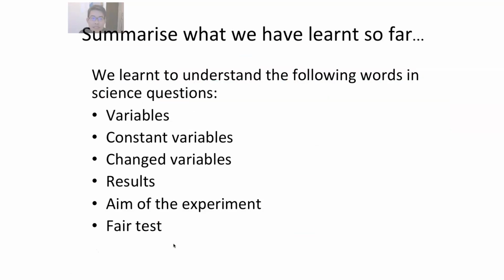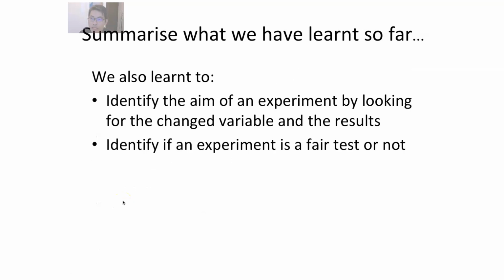So let's summarize this lesson. We have learned to understand the following words in science questions: variables, constant variables, changed variables, results, aim of the experiment, and fair tests. We have also learned to identify the aim of the experiment by looking for the changed variable and the results. And we have learned to identify if an experiment is a fair test or not.